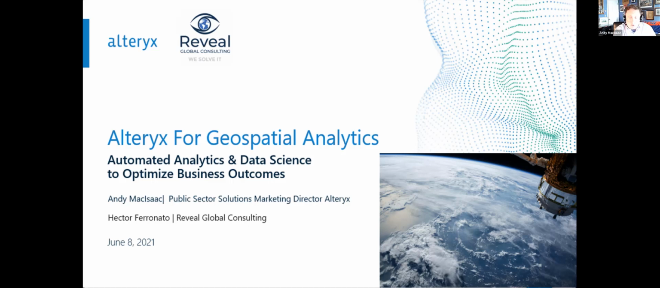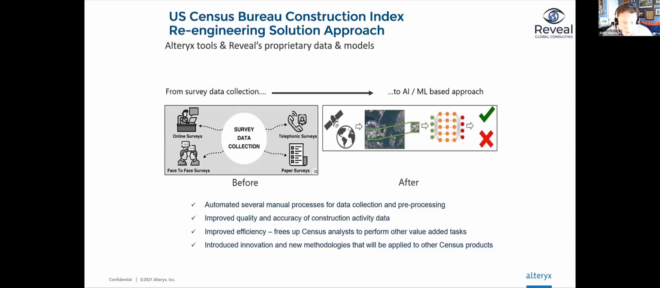So what I'm going to do now is just turn it over to Hector, but Hector's going to talk a little bit about some of the work that they've done with the U.S. Census. And most of us know the U.S. Census from the every 10 years we fill out our census forms, but Census does a lot more than that. The U.S. Census is responsible for creating the economic indicators that really give insights into what's happening across different economic factors or sectors within our country.